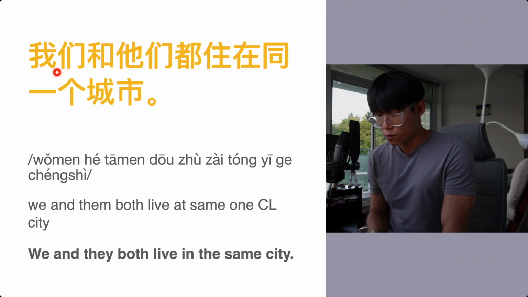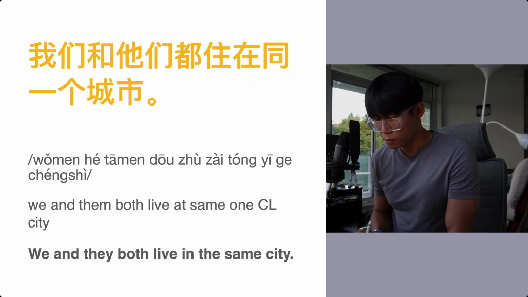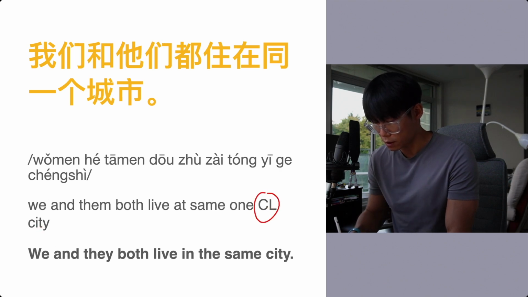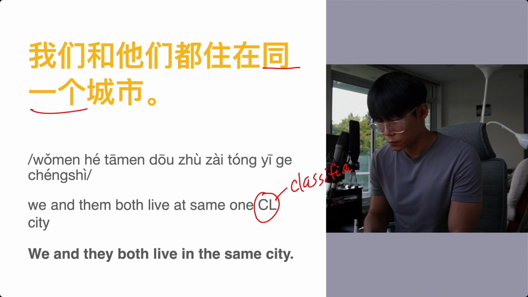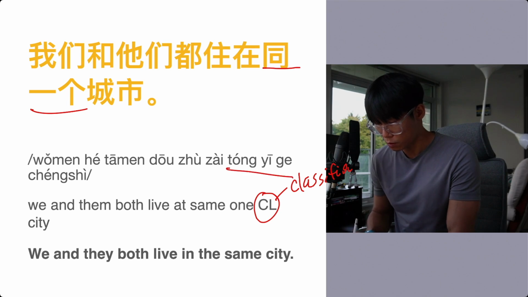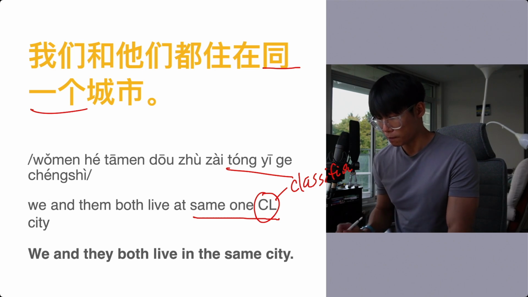And the next sentence is 我们和他们都住在同一个城市. We and them both live in the same city. 我们和他们都住在同一个城市. Same, one, counter, city. So again, this CL is classifier. 同一个 is the same. 同一个: same, one, classifier. 同一个 city.